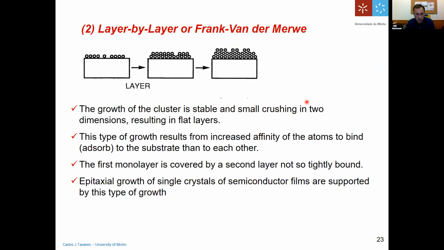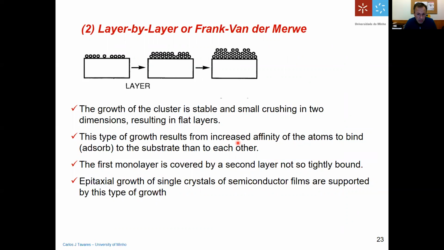The second method I talked to you about is the layer by layer or Frank-van der Merwe method, and this growth of cluster is stable in 2 dimensions, which means that the atoms, when they move around the substrate, prefer to adsorb either physically or chemically to the substrate, and when they complete one whole monolayer, they will start to grow the next monolayers. So this type of growth results from increased affinity of atoms to bind or to adsorb either chemically or physically to the substrate.